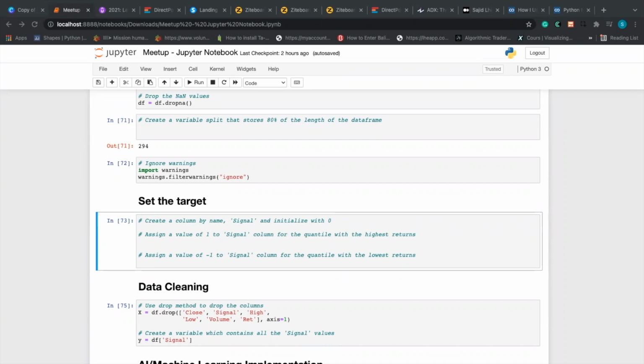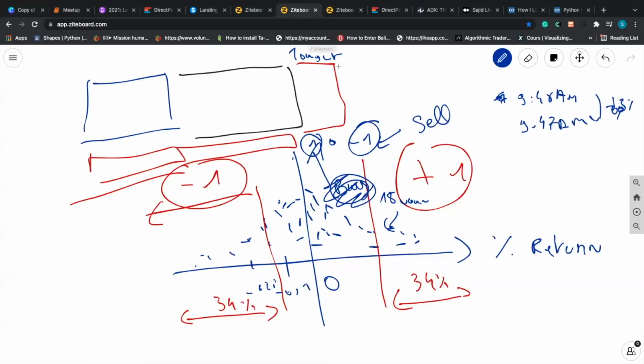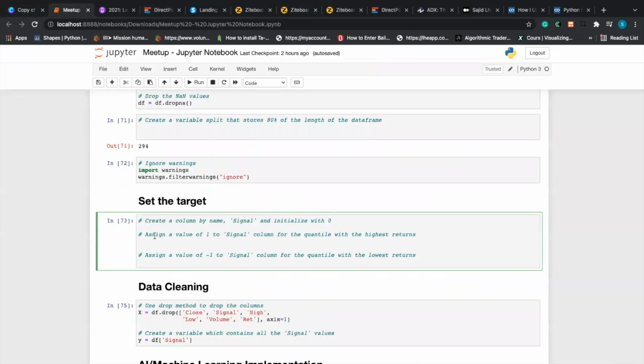Okay, let's create our target column, and this target column that we have defined here, we are going to call the signal. And how is the signal column going to work?